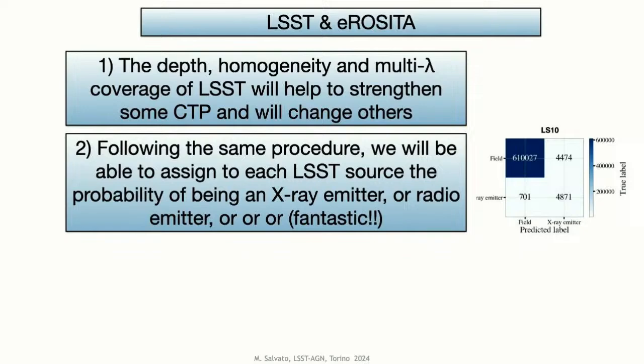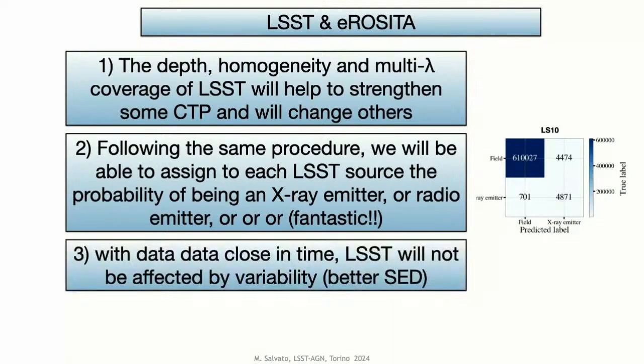As soon as we have the first LSST data, we will be able to create new samples of AGN, just looking at how they appear, those that we already know how they appear in LSST features, and assign to every source in LSST the probability of being an X-ray emitter, the probability of being a blazar, the probability of being an obscured AGN. So this is all machinery that can easily be used for this kind of purpose.